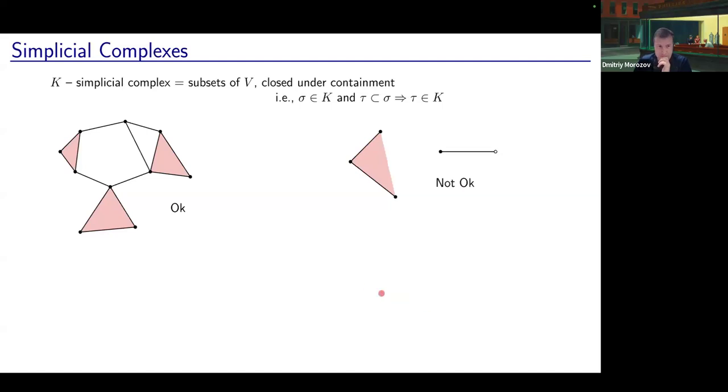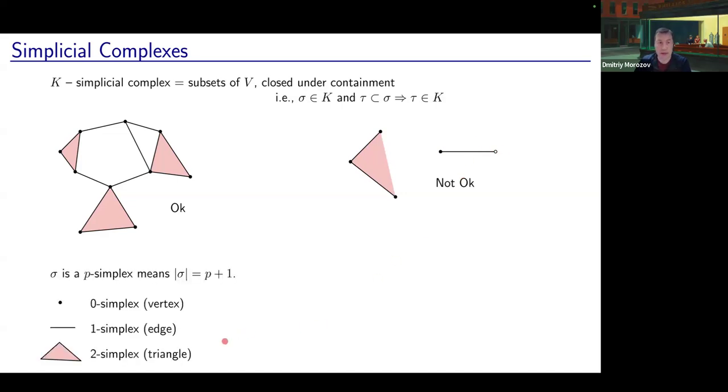Okay, so we then defined simplicial complexes, which, remember, we have some vertex set, just any abstract set. Any collection of subsets of this vertex set is a simplicial complex if it's closed under containment. So if sigma is in the simplicial complex and tau is a subset of sigma, then tau has to be in the simplicial complex. So the triangulation on the left is a simplicial complex, but on the right it's not because this triangle is missing an edge and this edge is missing a vertex. And then we had some names, right? So the 0-dimensional simplices were vertices, 1-dimensional simplices were edges, 2-dimensional simplices were triangles, and so on.